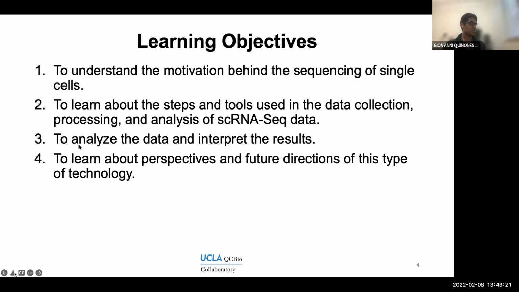And the third objective is, of course, not just to know the tools, but to also use them. So being able to analyze the data and interpret the results. And lastly, the last point I mentioned before is to learn about the perspectives and future directions of this technology. That's the part where I mentioned having a more critical view, knowing in which direction the field is moving, what the limitations are and what things we're still missing.